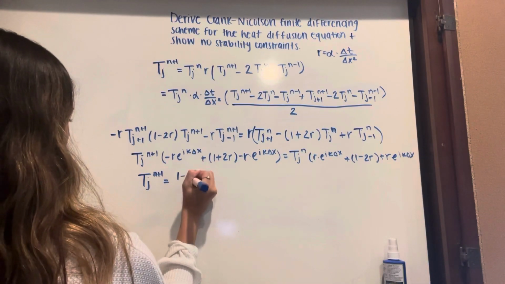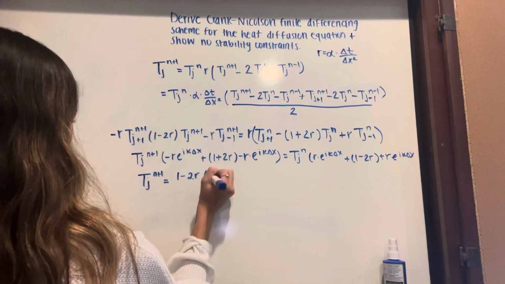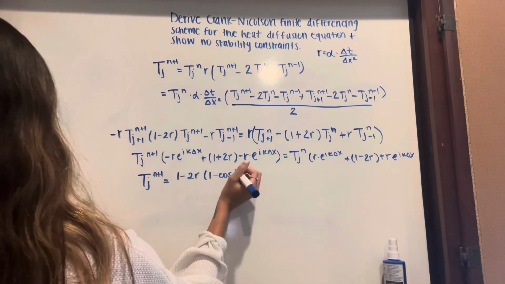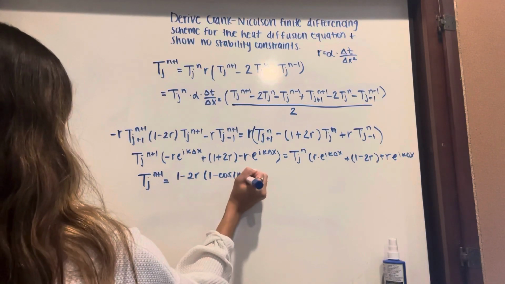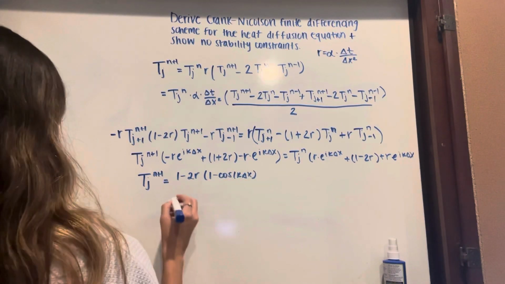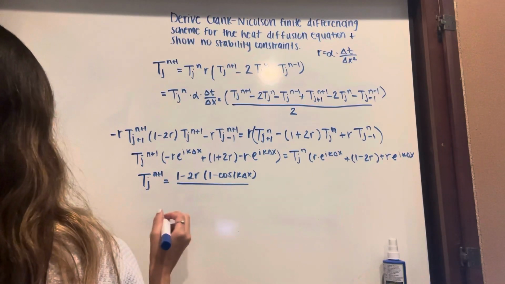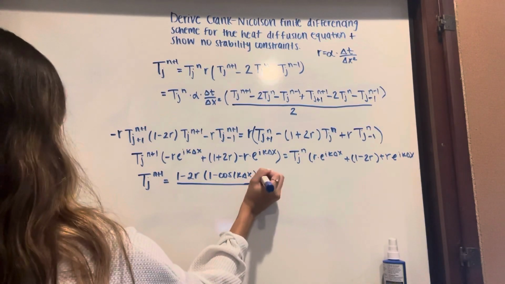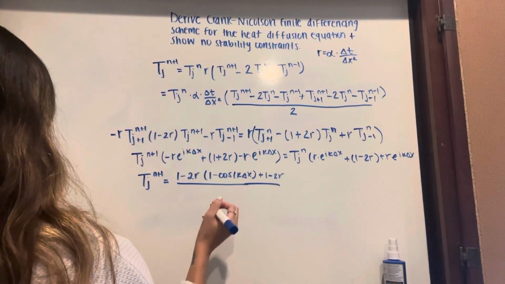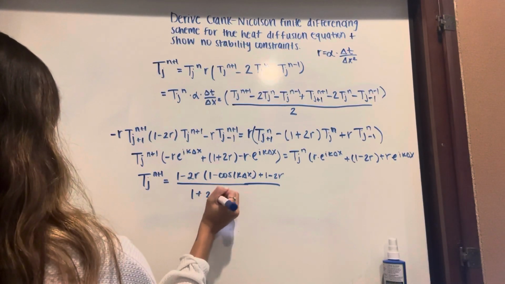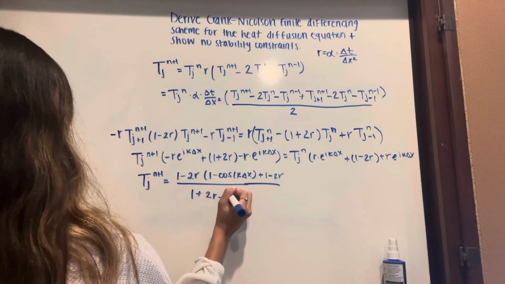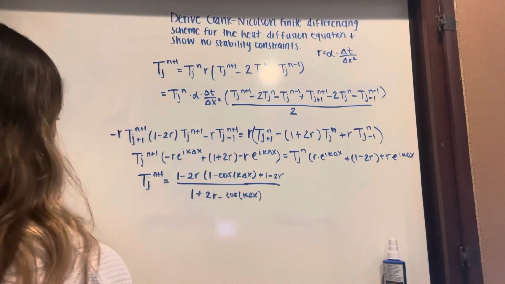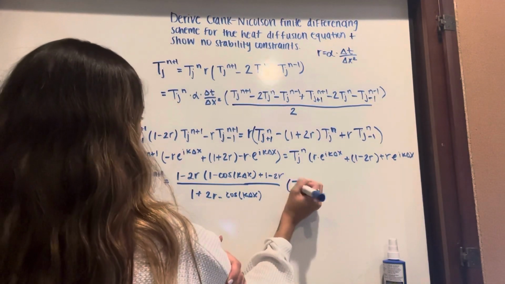And that is going to be 1 minus 2R times 1 minus cos, from our von Neumann stability analysis, k delta x, over, or plus, 1 minus 2R over 1 plus 2R minus cos k delta x. And then that's going to be multiplied by Tj n.